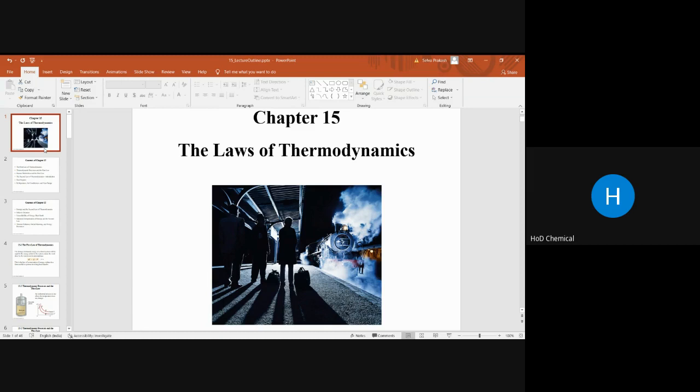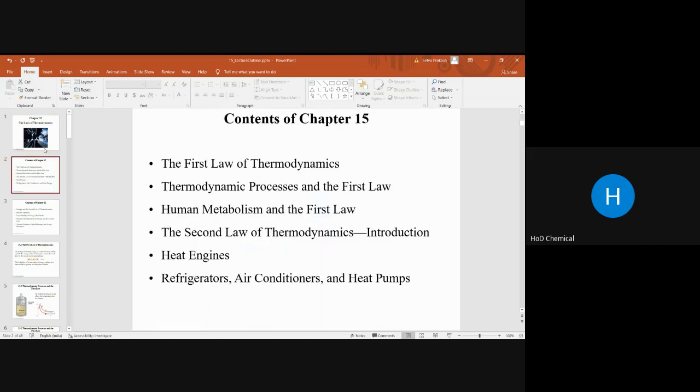Myself, Selva Prakash, working as an assistant professor in the chemical engineering department at Erode Sengunthar Engineering College, Erode. Today we are going to discuss the topic of the laws of thermodynamics. In thermodynamics, there are four laws: the zeroth law, the first law, and the second law of thermodynamics. Actually, the last one is about the process, so we can discuss it in further classes.